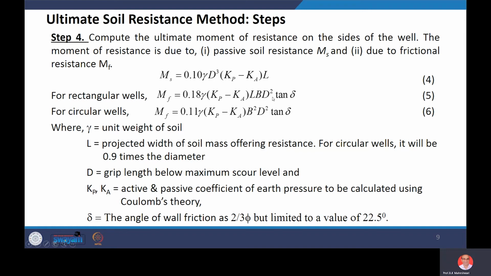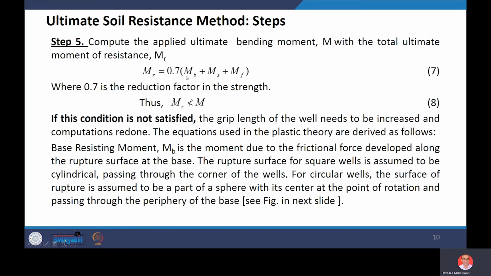So in equations 4, 5, 6, you calculate Ms and Mf, and Mb is already calculated. We sum up all these moments, so the applied ultimate bending moment M should be compared with the total moment of resistance. What you have, Mb plus Ms plus Mf, all this combination will give the resisting moment, and this resisting moment should be multiplied by a factor of 0.7, which is kind of a strength factor.